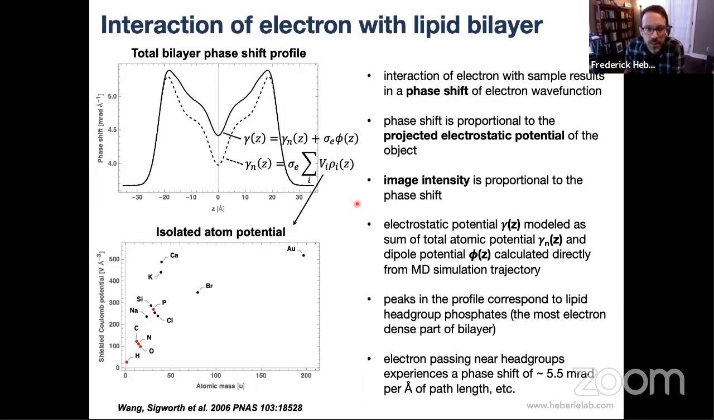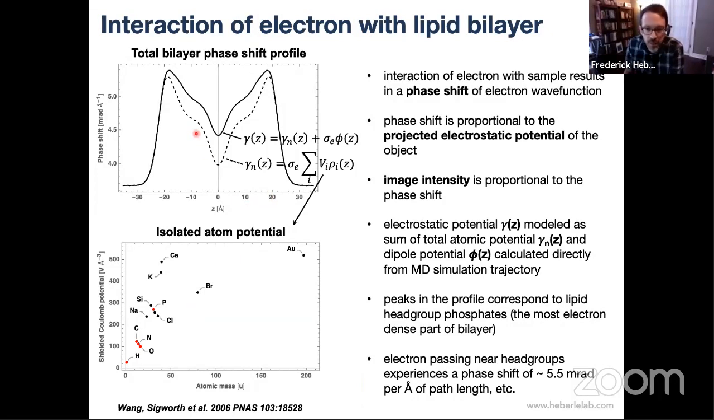The primary mechanism for intensity contrast in the EM image is the phase shift of the electron as it passes through the sample. And the phase shift is proportional to the projected electrostatic potential of the object, which in our case is a lipid bilayer vesicle. Now, this potential is a complicated thing, but Wang and Sigworth decided to model it as a sum of two different pieces. The first piece they call the total atomic potential, and they estimated that as the sum of the Coulomb potentials of all the atoms in isolation. So obviously this doesn't account for how the electron density changes when the atoms are bonded together in the lipid molecule. So it's an approximation that we have to be aware of.